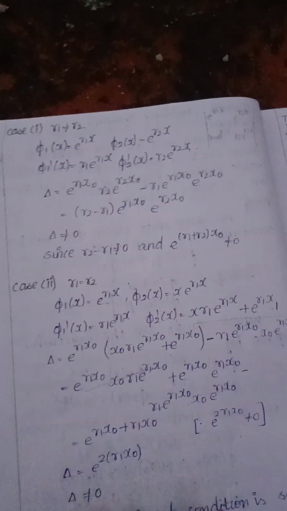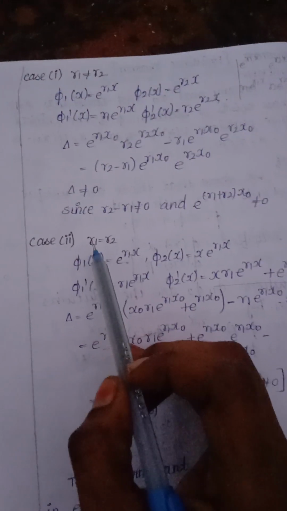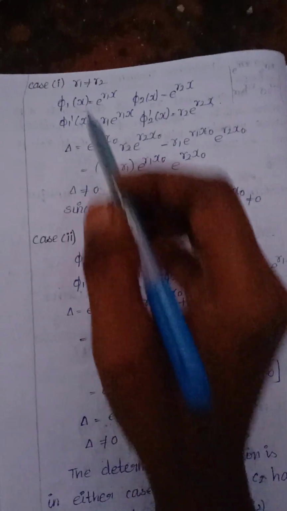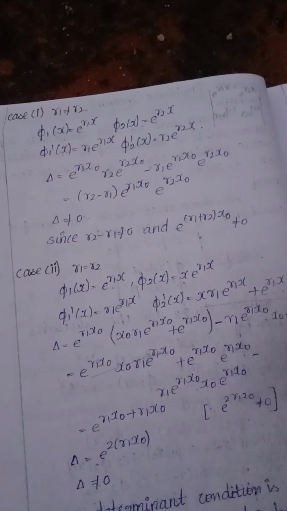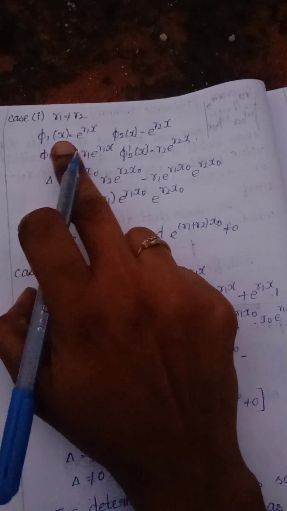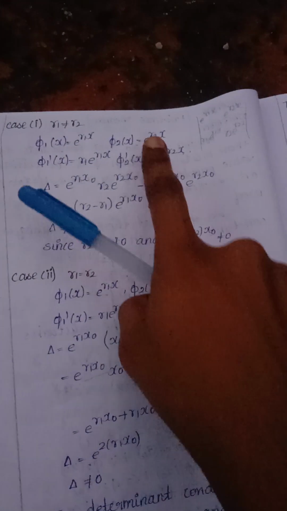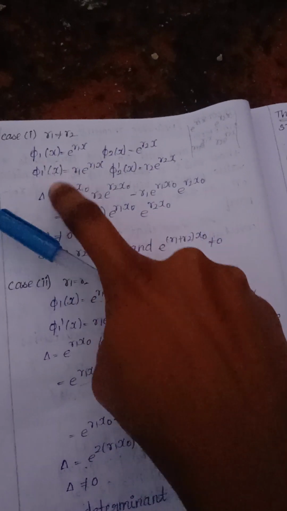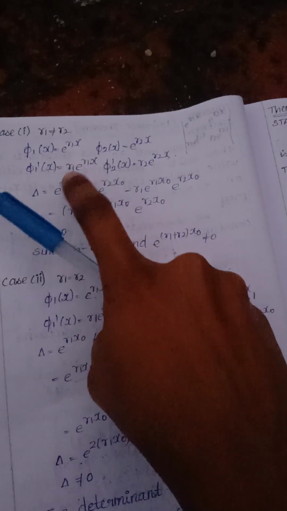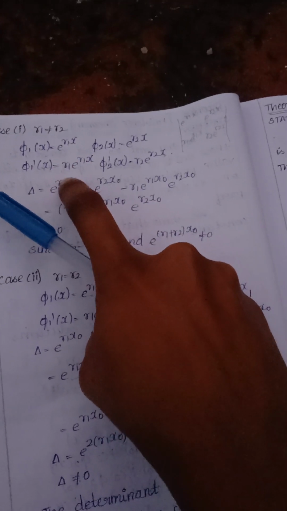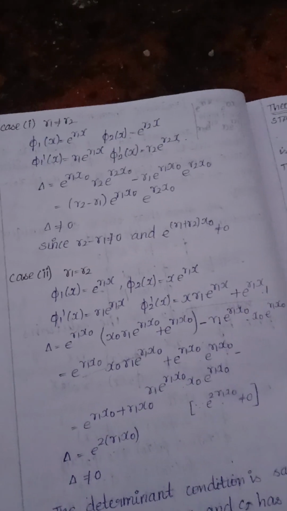For that we have two cases: case 1, r1 not equal to r2, or case 2, r1 equal to r2. If we take r1 not equal to r2, we have the condition that phi 1 of x equal to e power r1x, phi 2 of x equal to e power r2x, and we have to differentiate one more time. Phi dash of x, if we differentiate with respect to x, means r1 e power r1x, and phi 2 dash of x means r2 e power r2x.